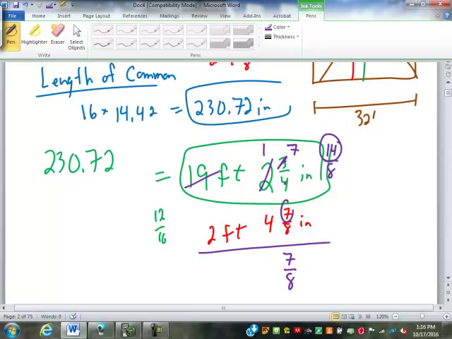1 minus 4, I got to borrow. We'll make this 18 feet. So this is going to become 13 inches, right? Because I borrowed 12 inches when I borrowed a foot. 13 minus 4 is 9. So this is 9 7/8 inches. 18 minus 2 is 16 feet.